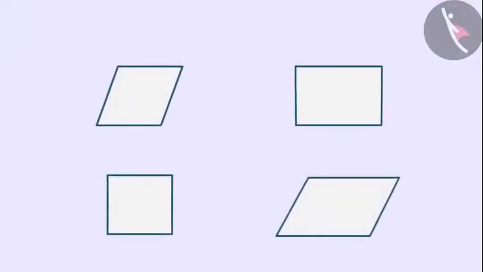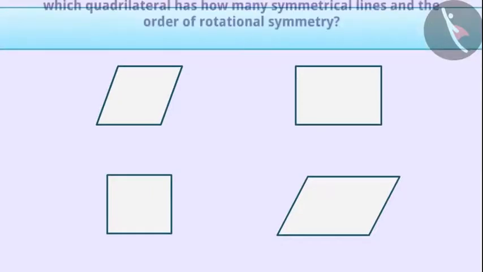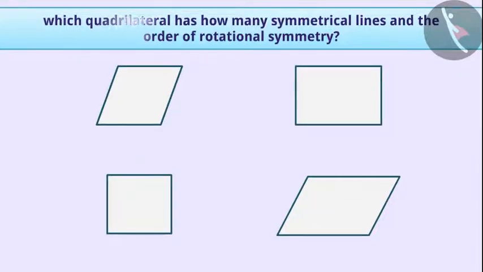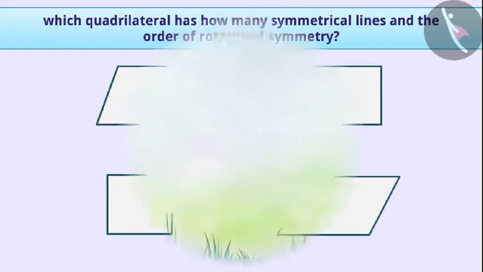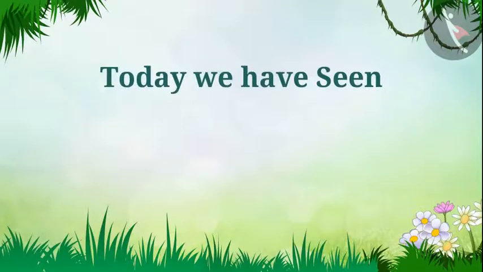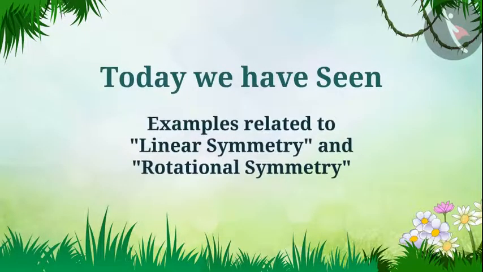Think about all types of quadrilaterals and discuss with your friends and find out which quadrilateral has how many symmetrical lines and the order of rotational symmetry. So today we have seen examples related to linear symmetry and rotational symmetry. A few more examples will be seen in the next video.